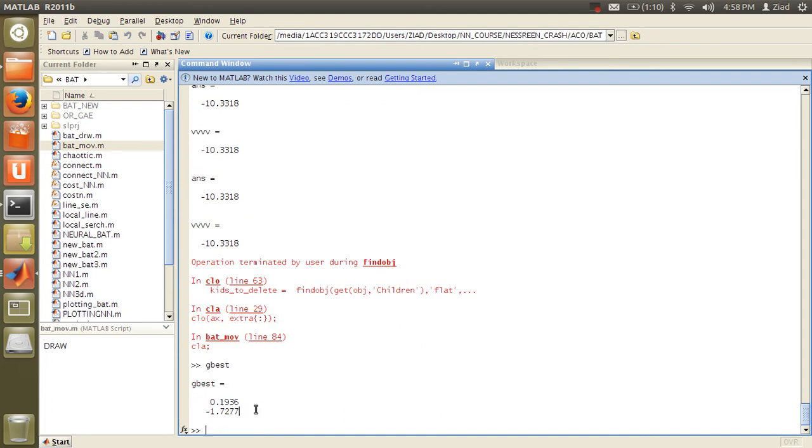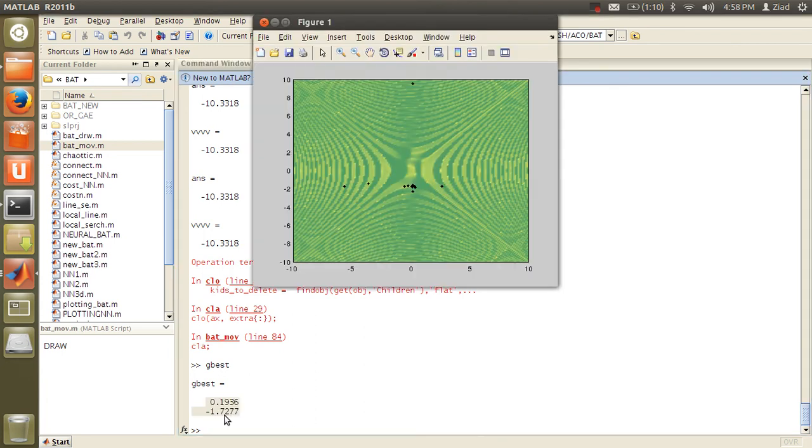This is my cost, this is my optimal variable. This is x and this is y, and this gives me the cost function. The cost function will be minus 10.33, which is very close to what we defined earlier.